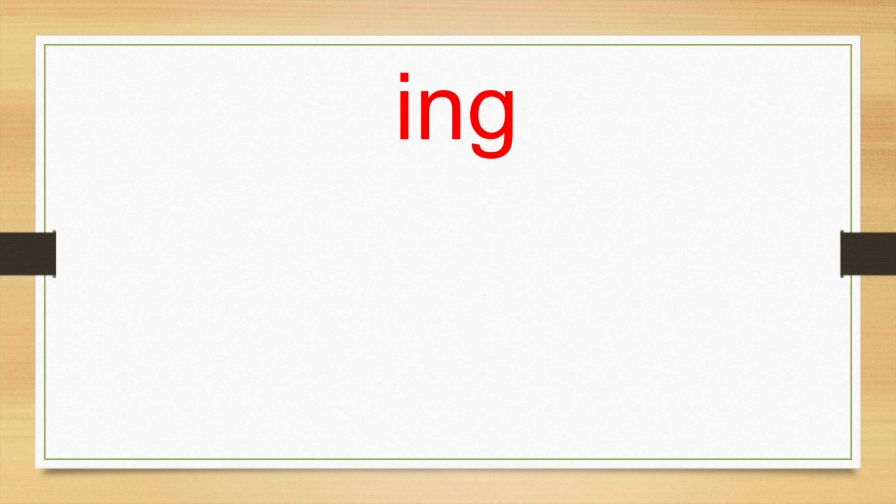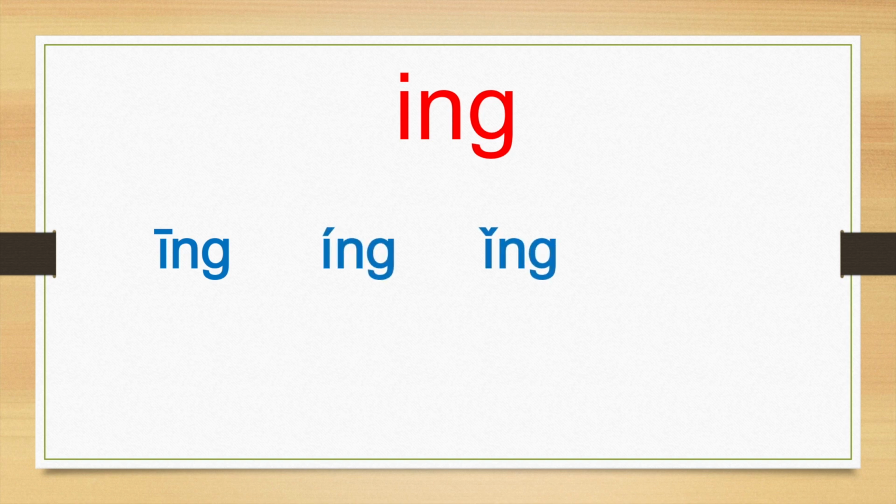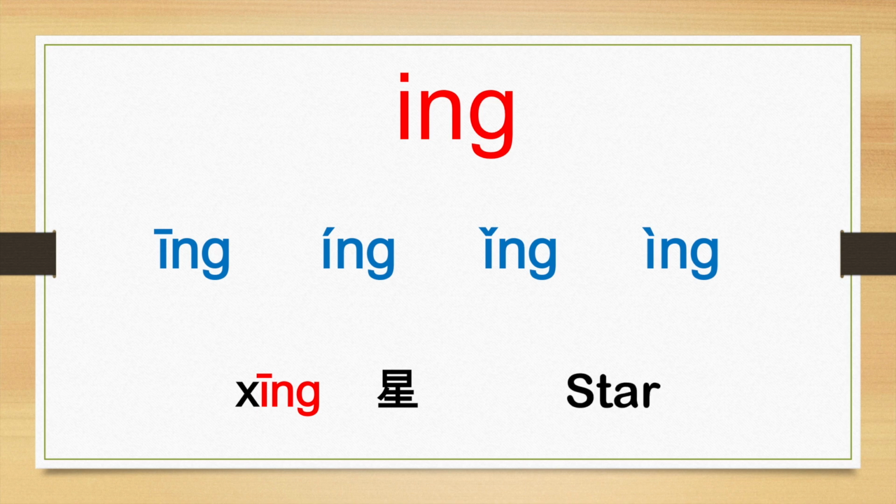Next, yin. Let's read with 4 different tones. Yin, yin, yin, yin. For example, xing, which means star.